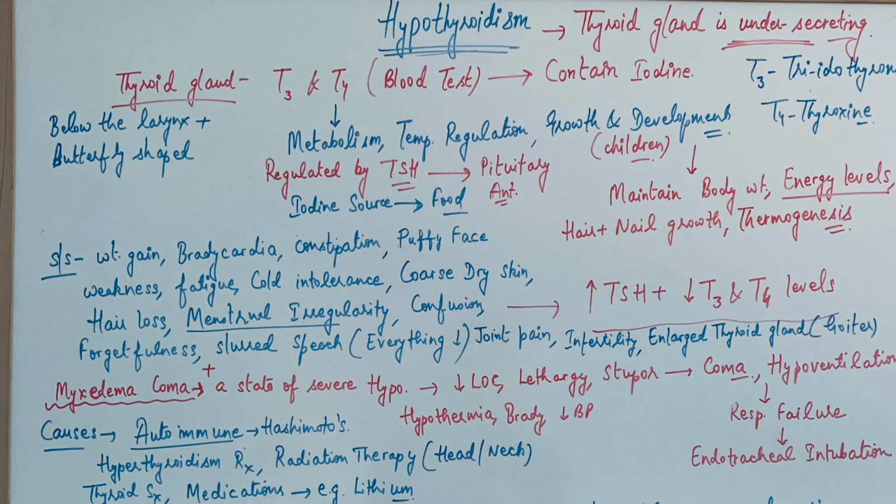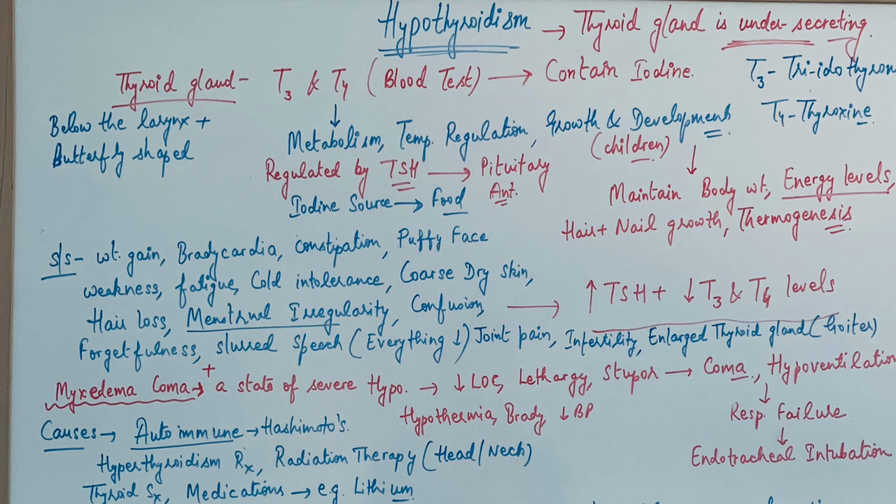Okay, basically, hypo means decreased secretion of something. So, obviously, in hypothyroidism, there will be decreased secretion of thyroid gland hormones. So the thyroid gland is under-secreting the hormones. So it is basically an underactive thyroid gland.